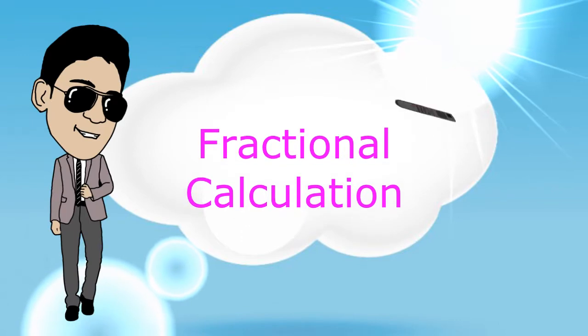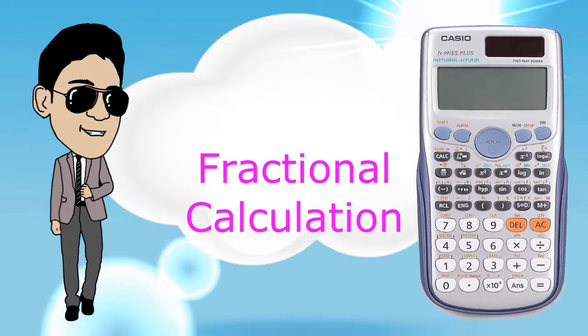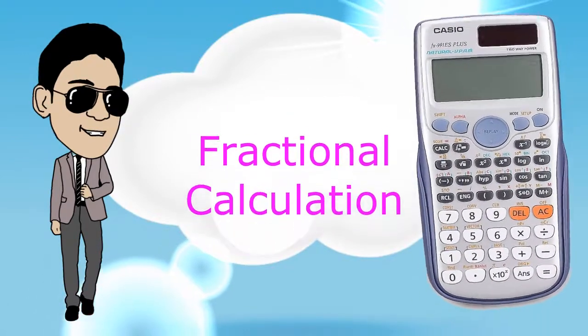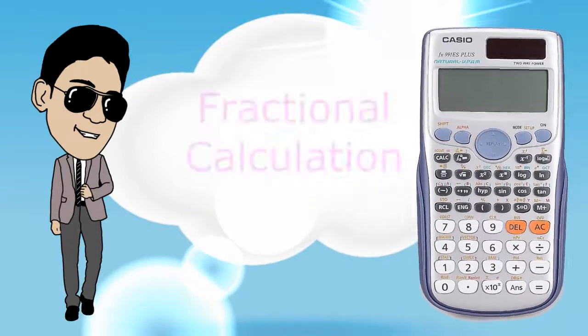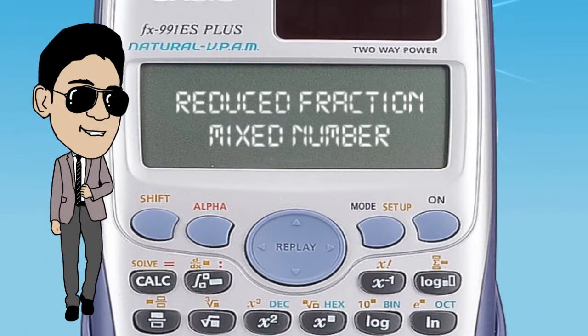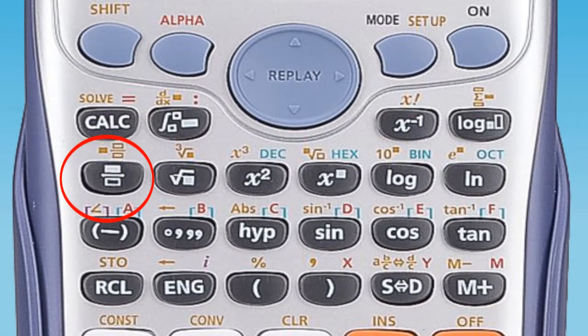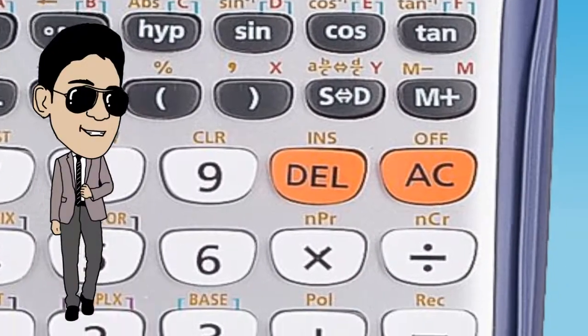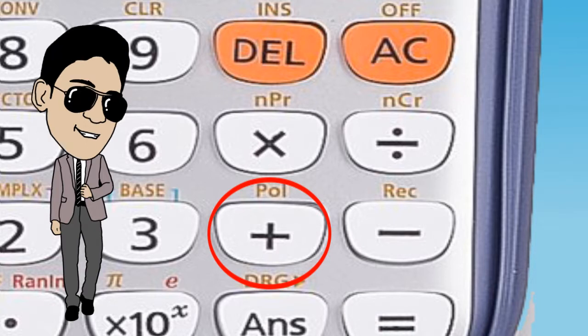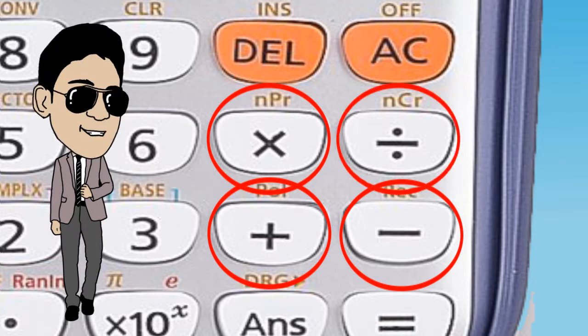Let's proceed to the third one, the fractional calculation. This term refers to the simplification of proper and improper fractions into a reduced fraction or mixed number. Here are the key functions involved. The major one is this one, and the minor ones are the grouping symbols and the 4 fundamental operations, which are addition, subtraction, multiplication, and division.